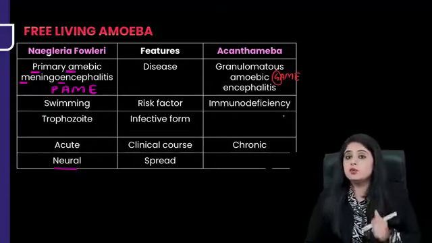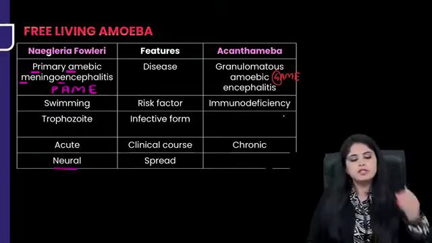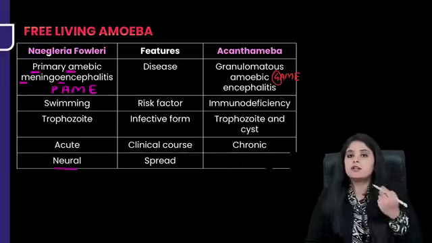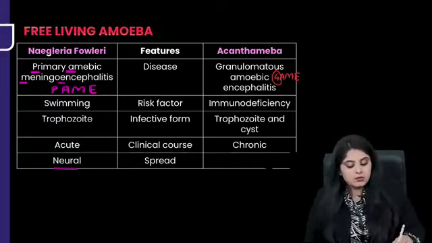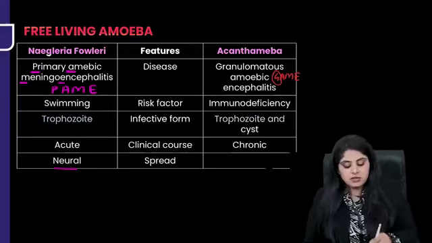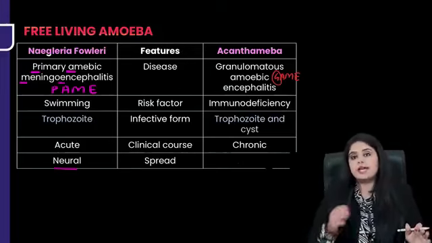So there will be a history of HIV immunodeficiency, and in immunodeficiency, ma'am, everything is infective. Trophozoites are also infective, cyst is also infective. So remember, in Naegleria only the trophozoite was infective, whereas in Acanthamoeba you will realize everything is infective, trophozoite and cyst.